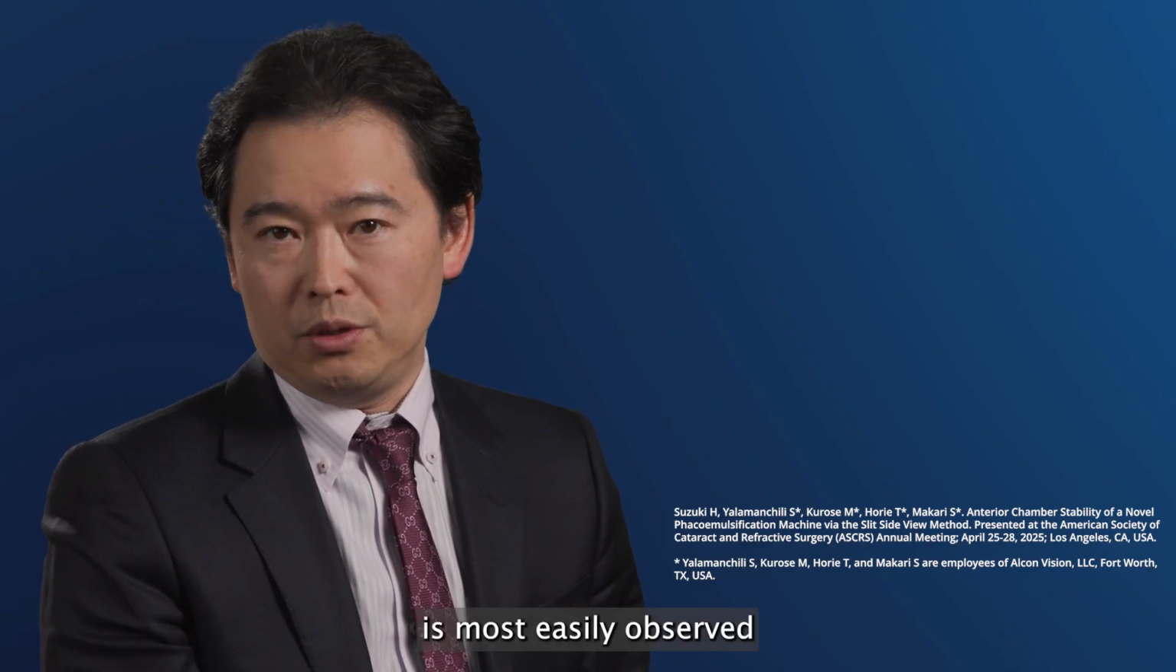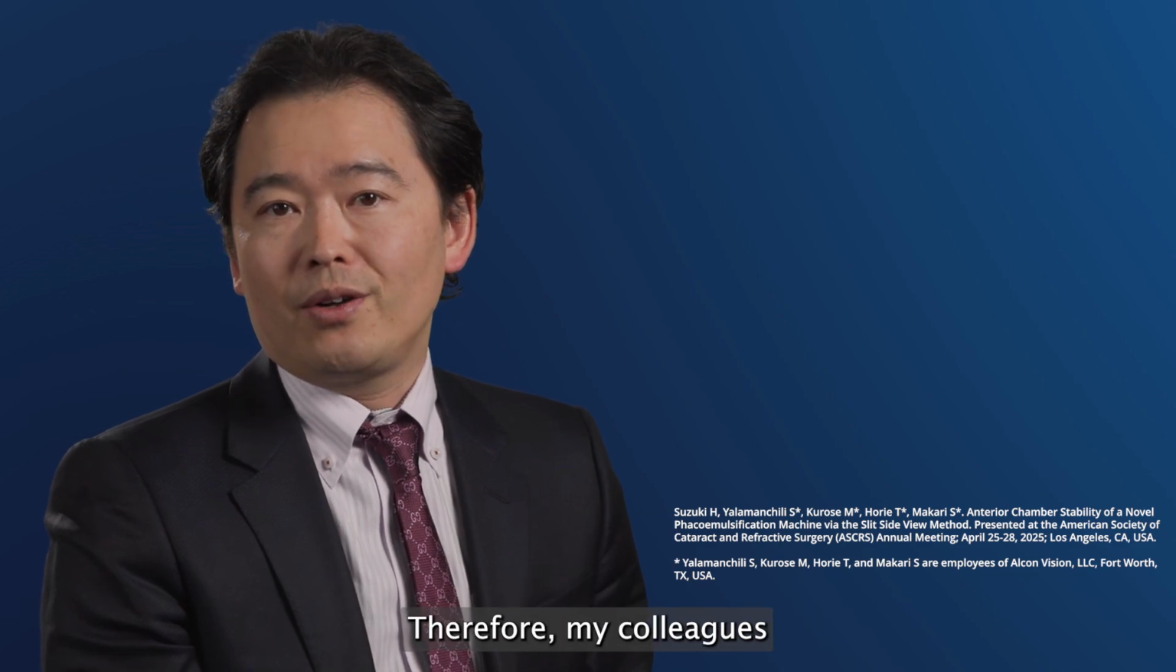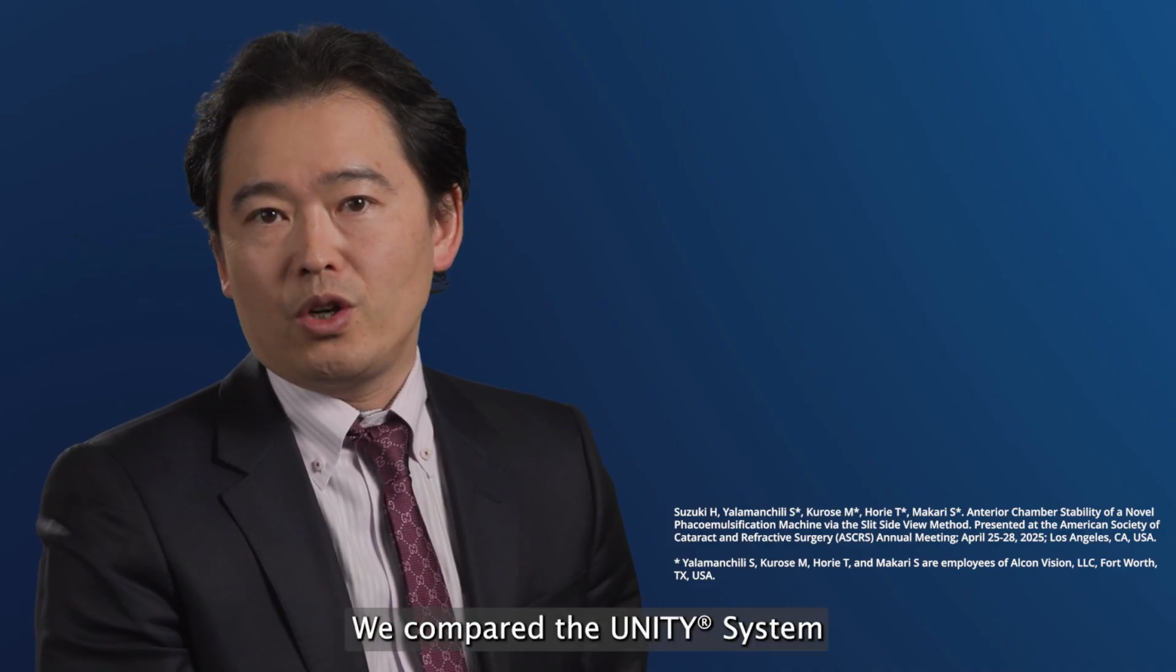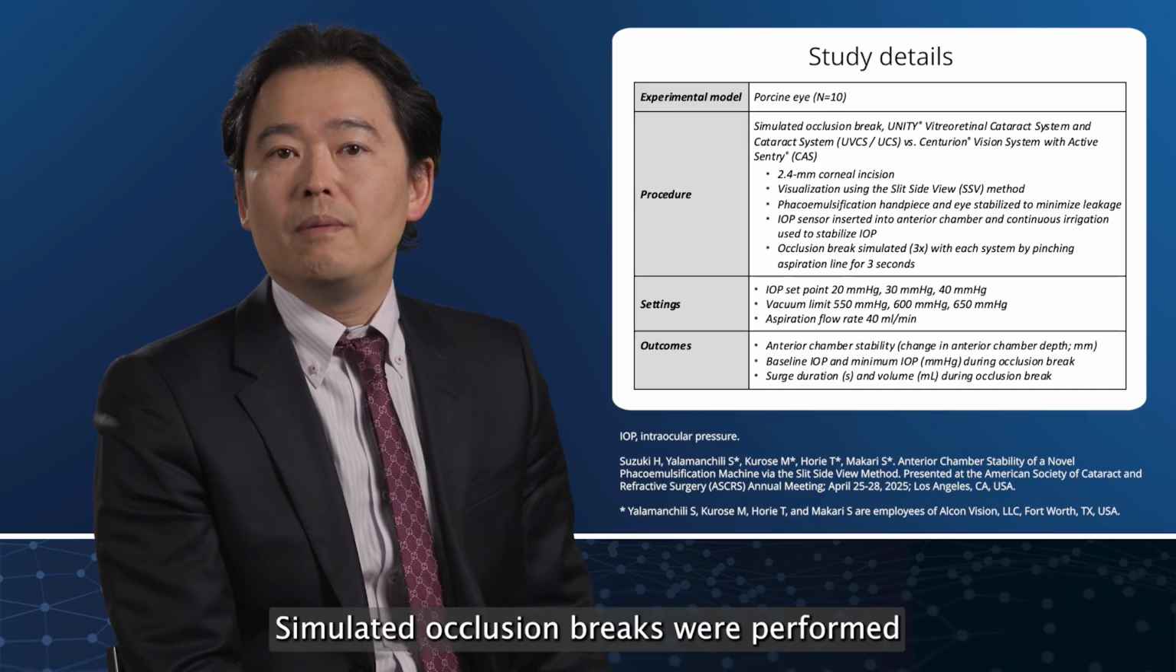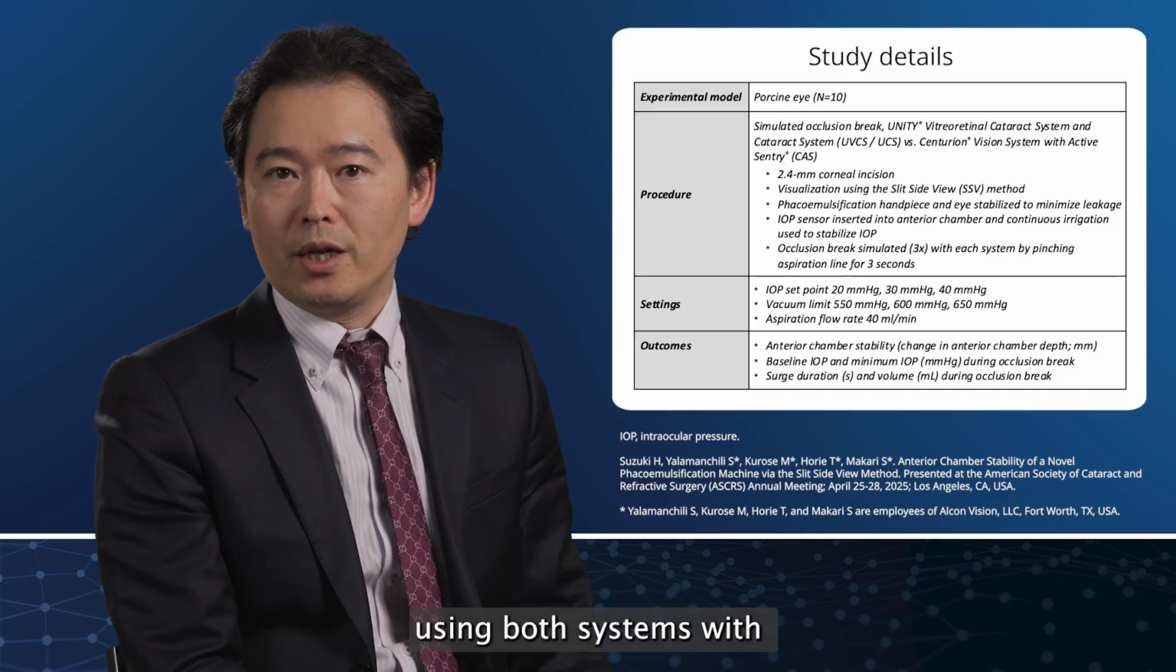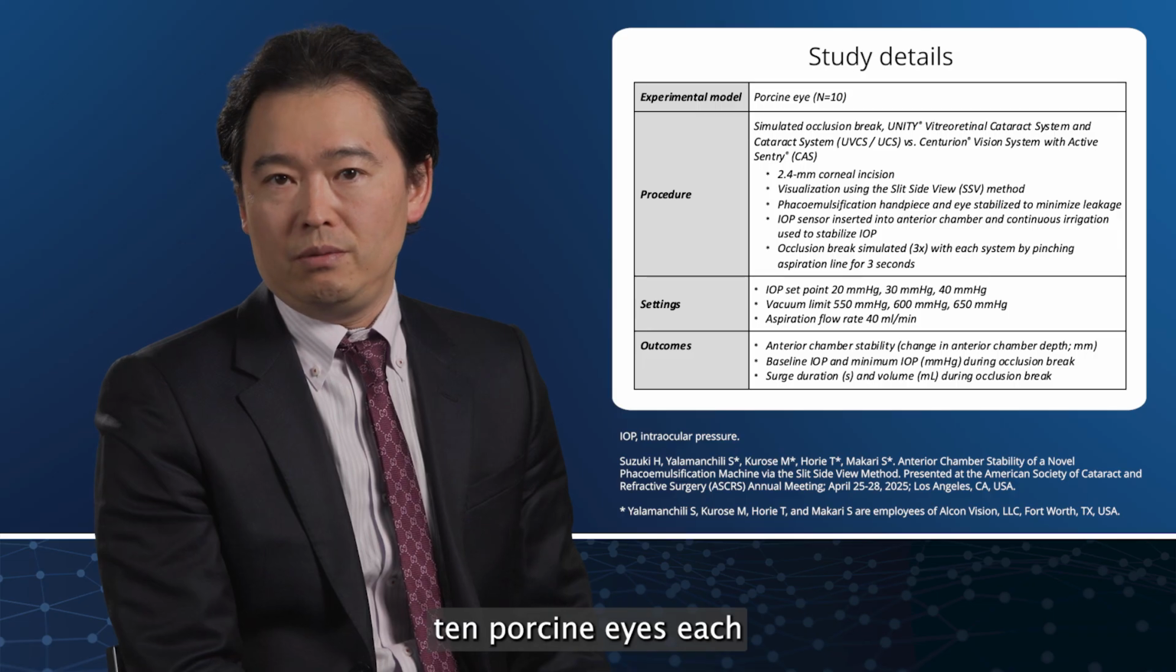Anterior chamber instability is most easily observed during an occlusion break event. Therefore, my colleagues and I recently conducted a comparative study to assess anterior chamber stability during simulated occlusion breaks using a slit side view method. We compared the Unity system and the Centurion system with Active Sentry. Simulated occlusion breaks were performed using both systems with 10 porcine eyes each.